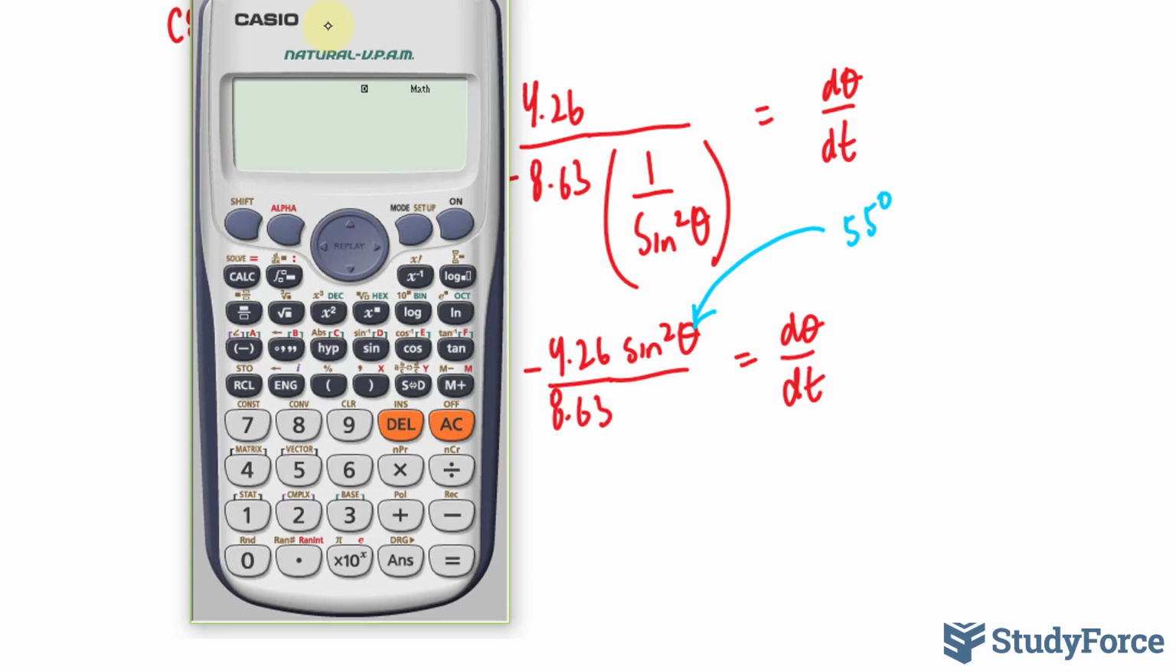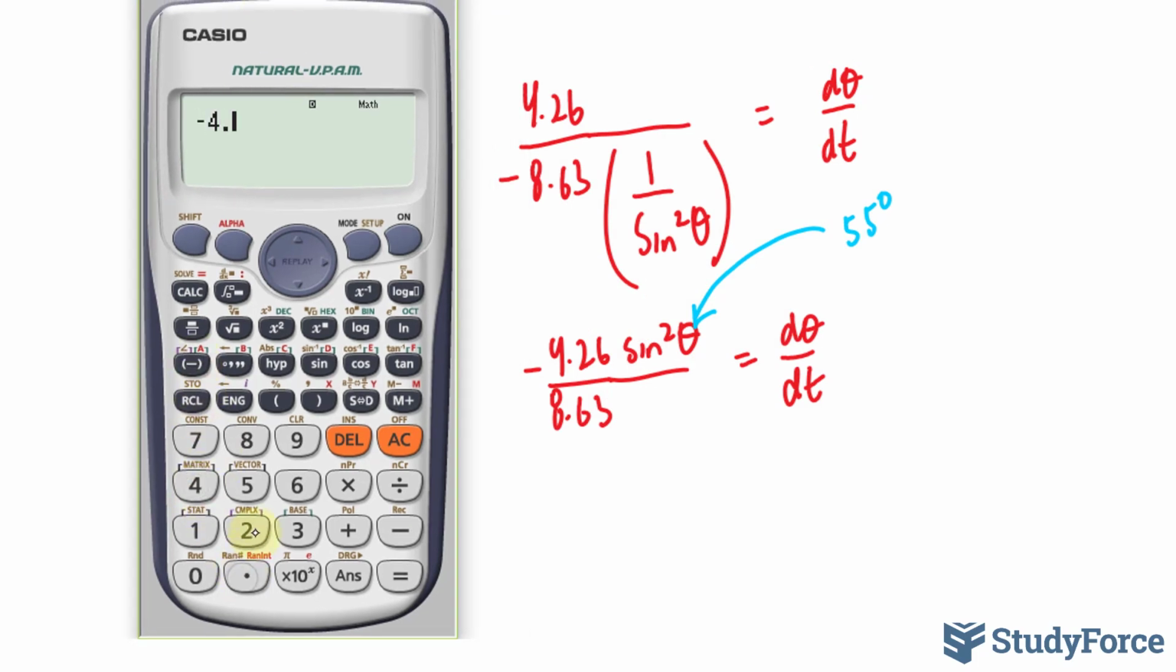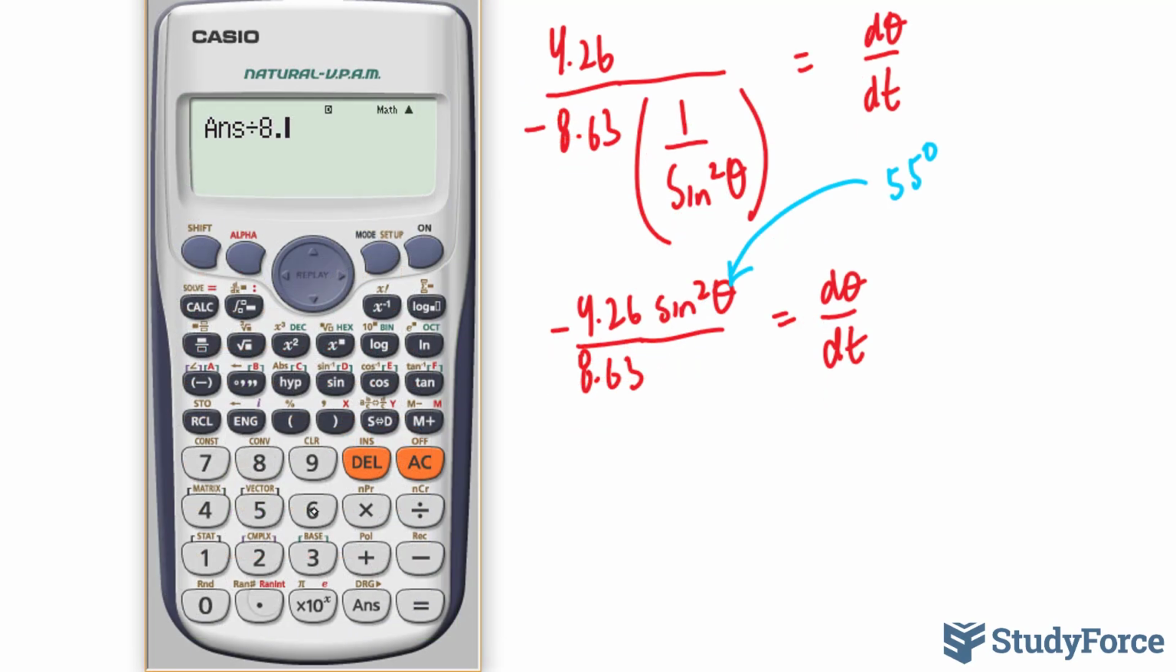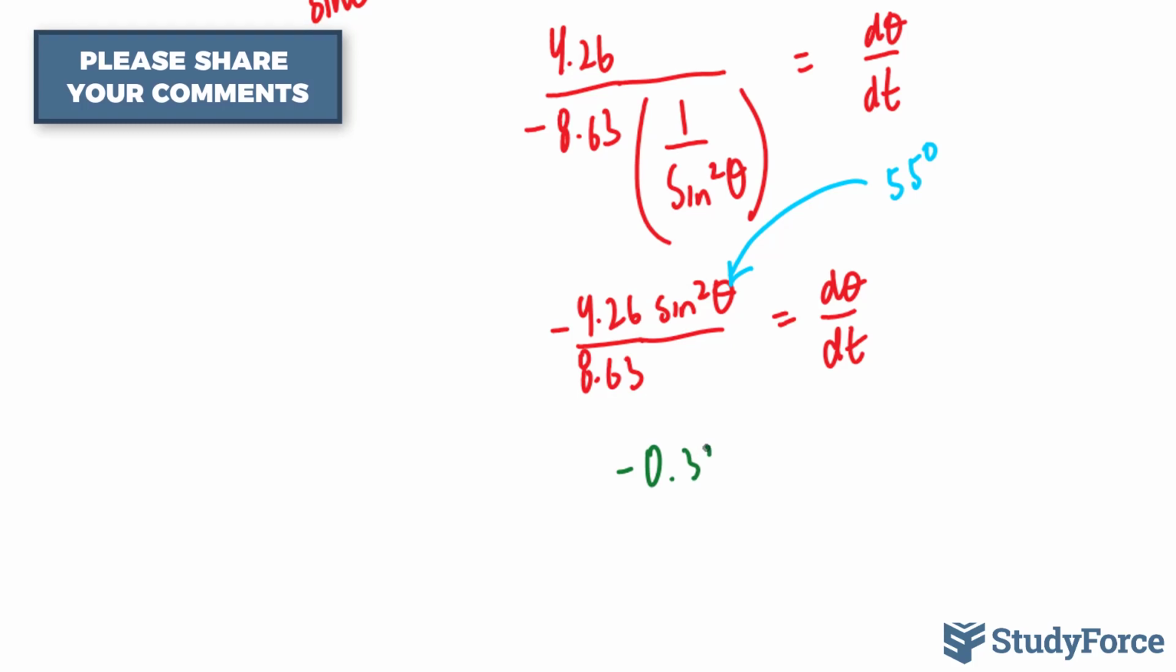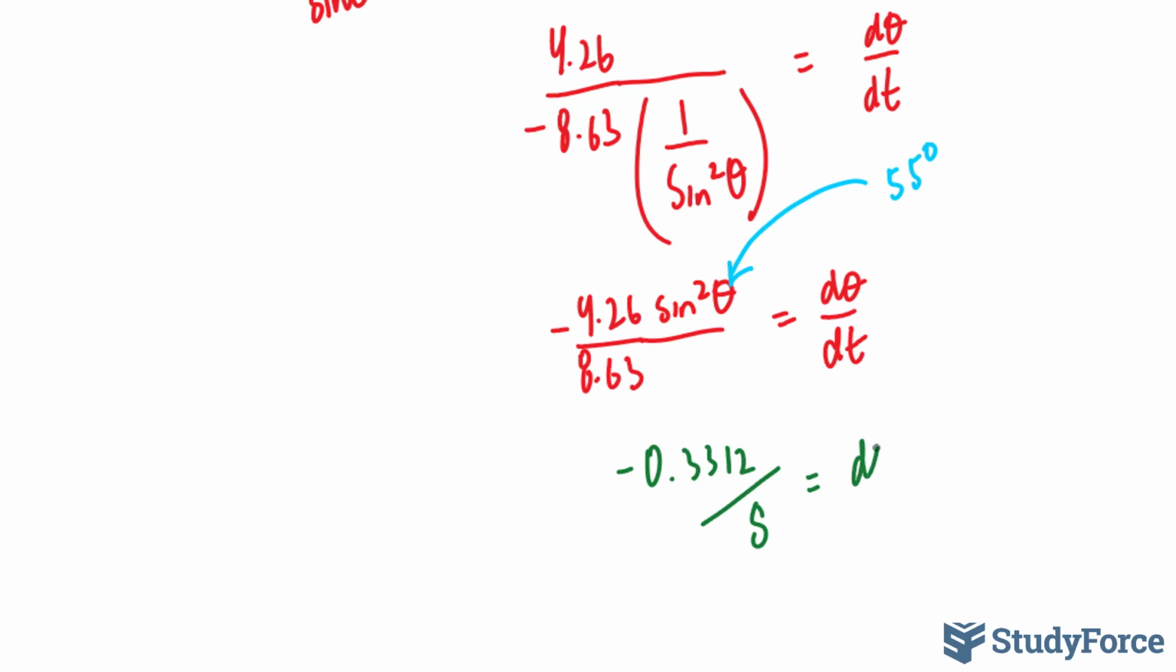Now using our calculator we end up with negative 4.26 times sine of 55 to the power of 2 divided by 8.63 gives us negative 0.3312. Negative 0.3312 units per second is equal to d theta over dt. This tells us that per every second, the angle decreases by 0.33. That's the answer to question 2.